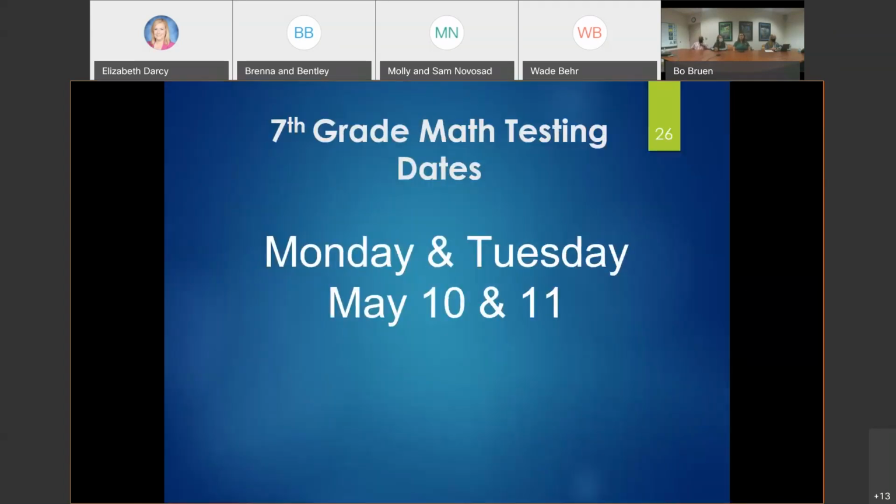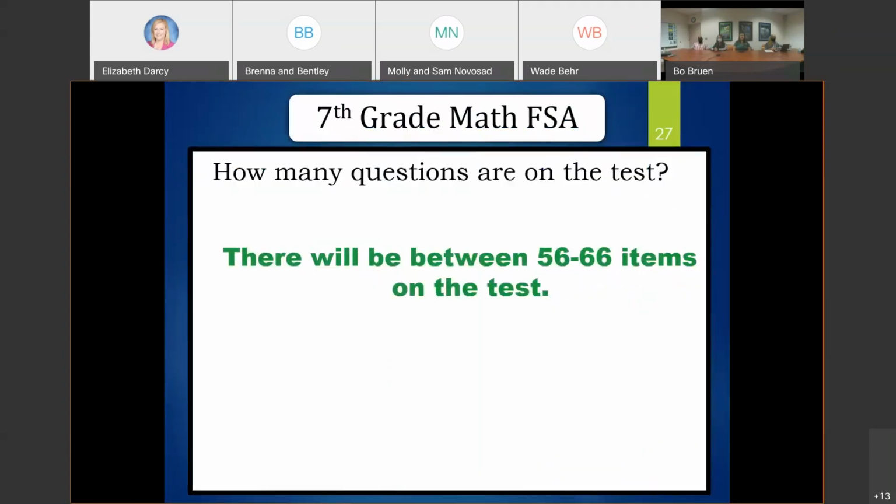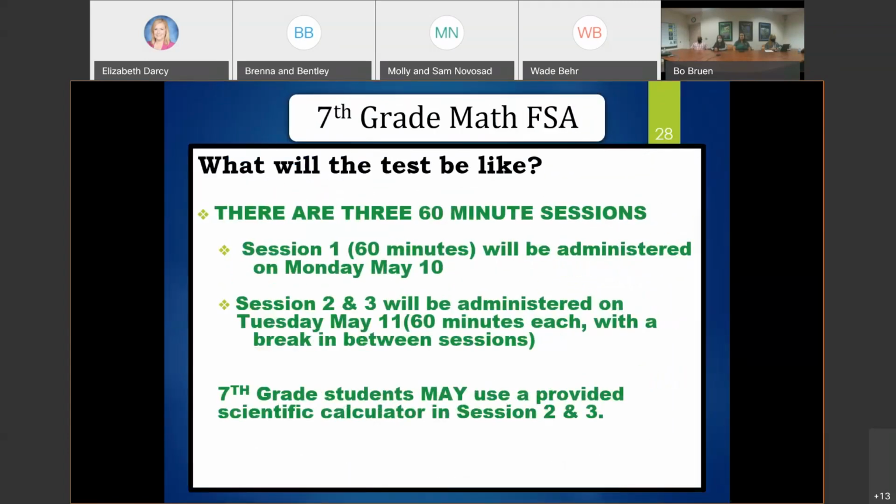I'm going to go on to talk about the 7th grade math testing. 7th grade math testing will be on Monday and Tuesday, May 10th and 11th. The 7th grade FSA is a computer-based test. On the FSA, there are going to be between 56 and 66 questions on the test. The test will have 3 different 60-minute sessions.